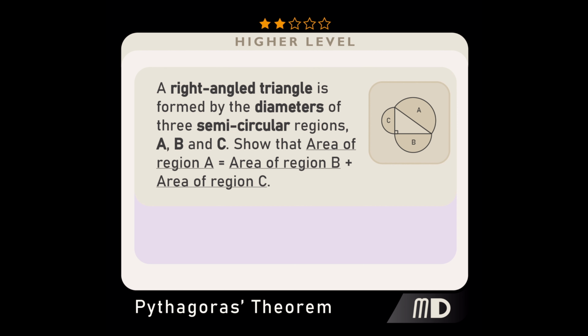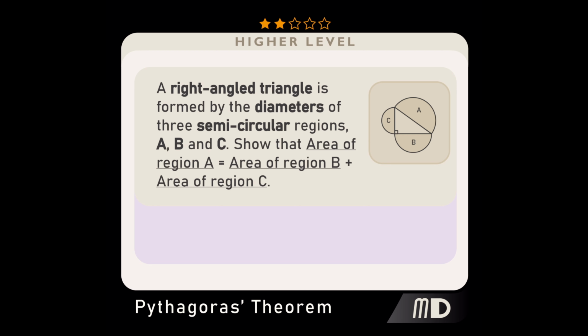Pythagoras' theorem states that for a right-angled triangle, the square of the hypotenuse is equal to the sum of the squares of the other 2 sides. Mathematically, we express that as a squared equal to b squared plus c squared, where the 2 short sides are identified by the letters b and c, and the hypotenuse, which is the longest side opposite the right angle, is a.